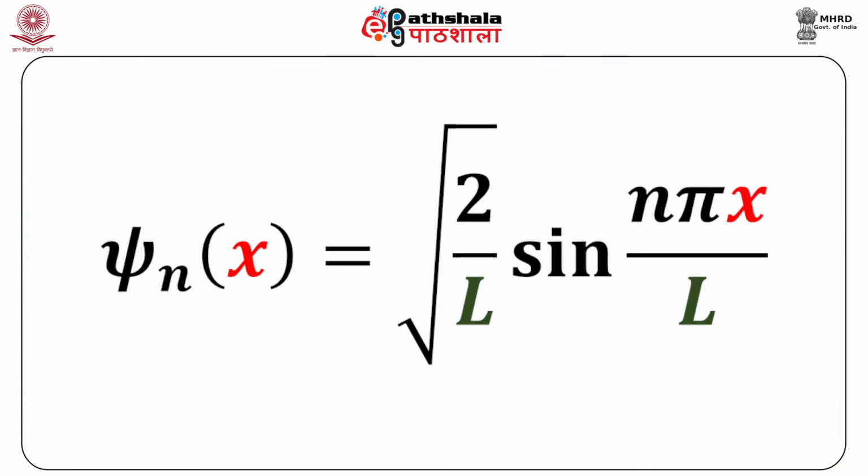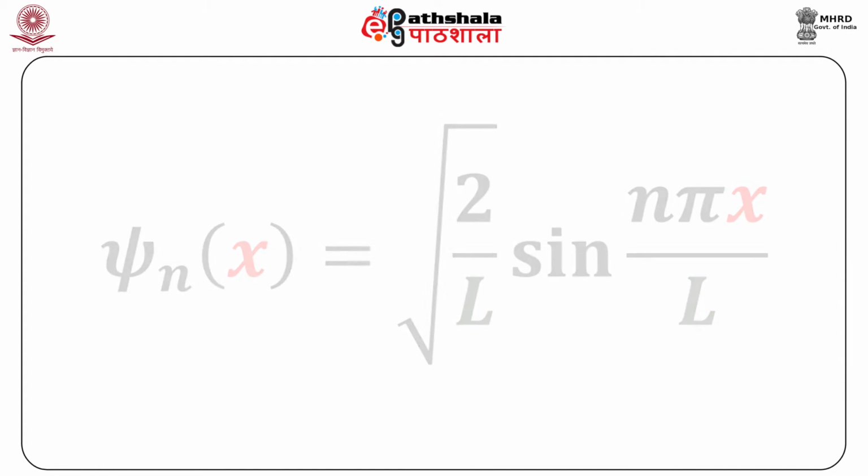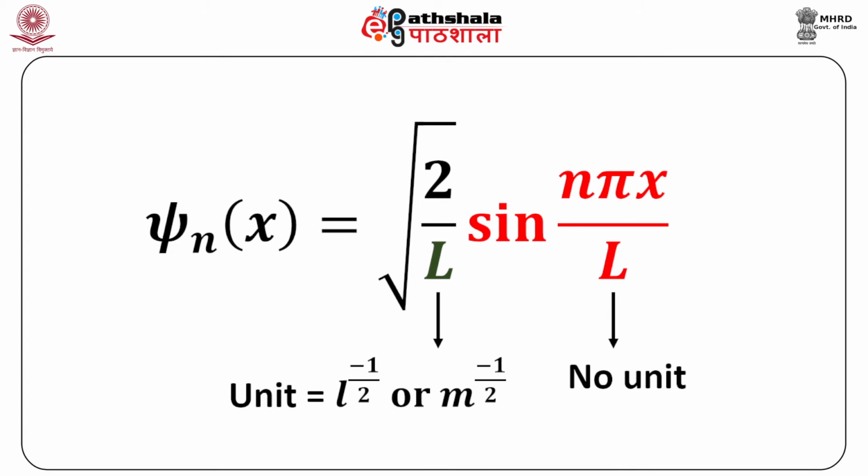Since the wave function is given by the expression root of 2 by L times sine n pi x upon L. Now, sine has no unit. So, the units would be only of root of 2 by L, that is L to the power minus half. That would be the corresponding units of the length, that means reciprocal of the square root of distance.